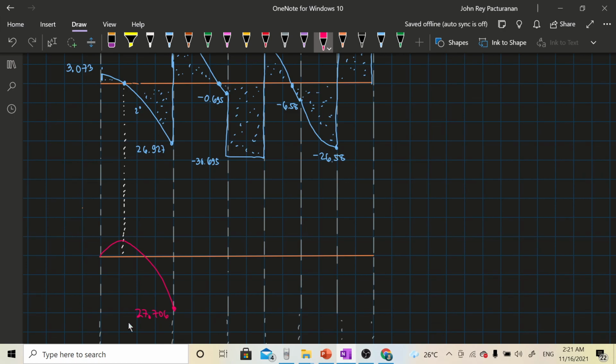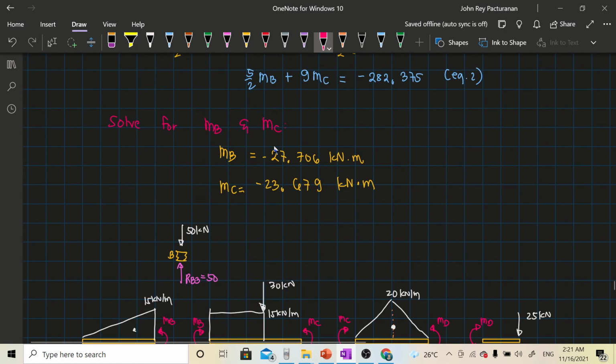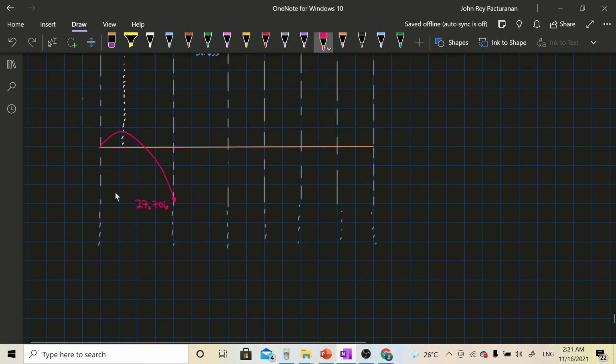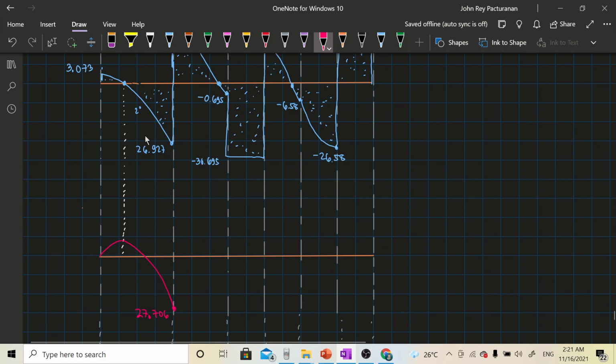27.706. Sir, saan to galing? Di ba yung na-compute natin na moment ng B is negative 27.706? So, kumbaga, alam ko na magiging ganyan yung itsura. So, even though hindi ko alam kung ilan yung mga numerical values nila, pero based sa behavior ng figure, magiging ganito agad-agad yung kurbada ng moment diagram ko. And yung concern nga natin, ito, paano natin mahahanap yung maximum moment.